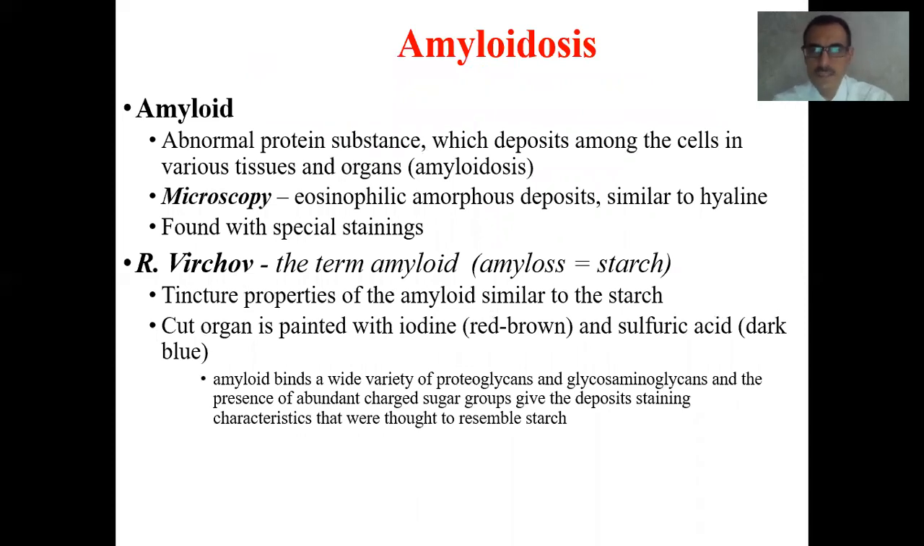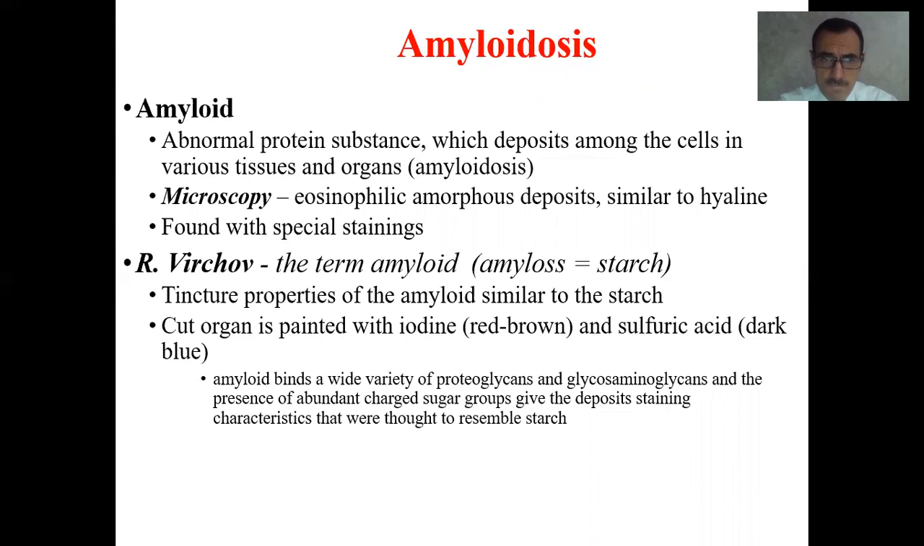Now we have discussed the extracellular pattern of degenerations, amyloidosis. Amyloid is an abnormal protein substance which is deposited among the cells in various tissues and organs, and we call this amyloidosis. Microscopically, these are eosinophilic amorphous deposits similar to hyaline, and they are found with special staining. Historically, the famous German pathologist Virchow found this material.